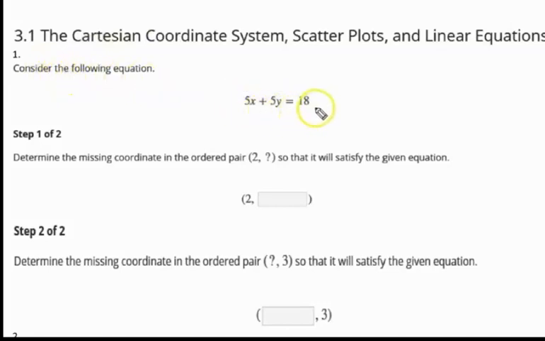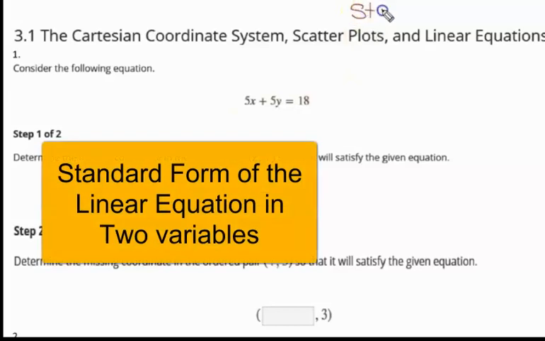We have this equation. My first question is, what form is this equation in? And if you said standard form, that is correct.